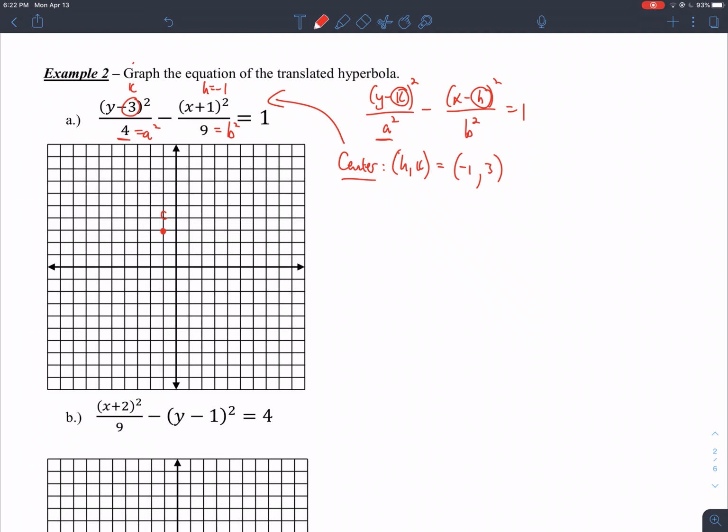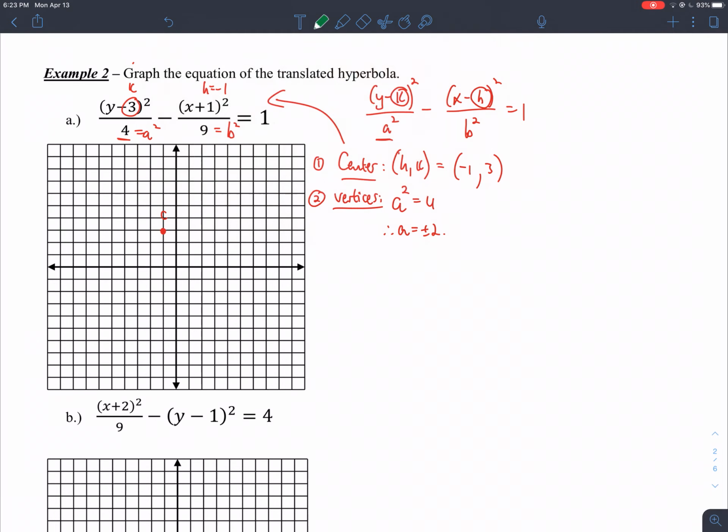We can label this step number 1 was to graph the center. Step number 2 would be to find, for a hyperbola, the vertices, which come from a. A is the letter associated with the vertices, and the term in front of the minus is the term that determines the direction of the transverse axis. So a squared is 4, that means that a is plus or minus 2. The vertices are 2 units away from the center.